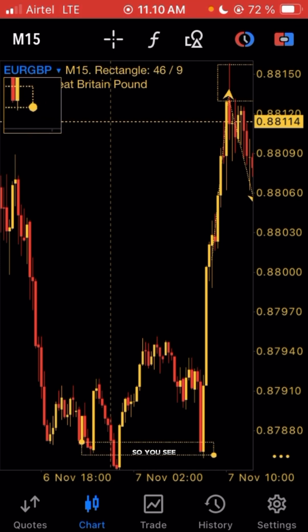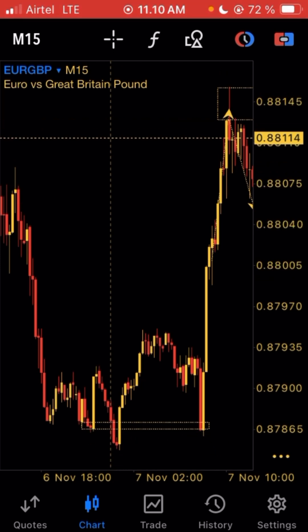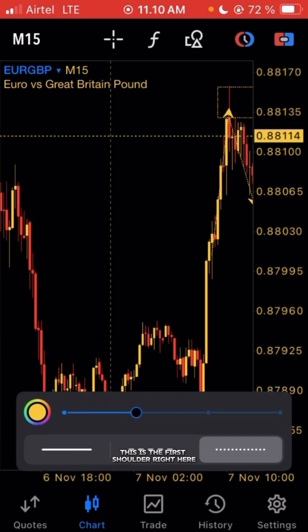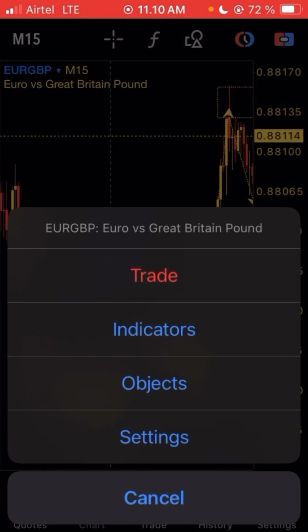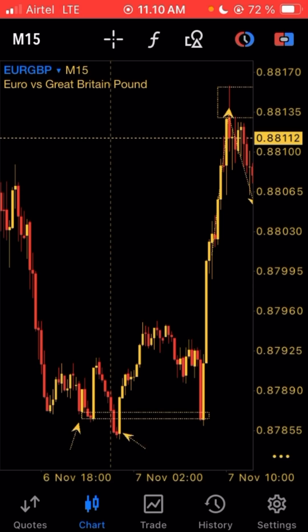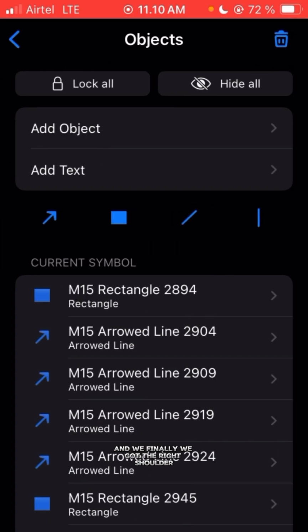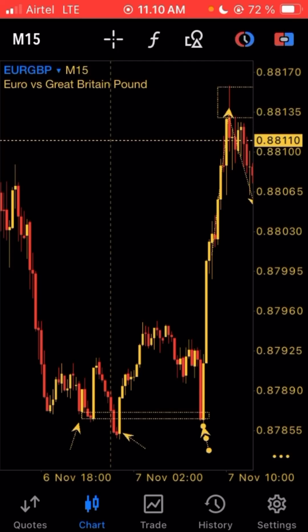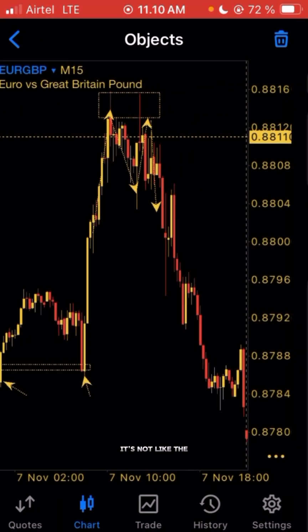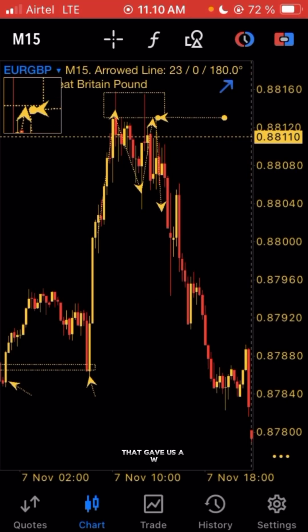So you see that this is the first shoulder right here, then we have the head right here, and finally we got the right shoulder. So this is the momentum shift we're talking about. The market has lost momentum, but in this case we see that the market is not like this one. It's not like the M pattern we did before that gave us a weak rejection.